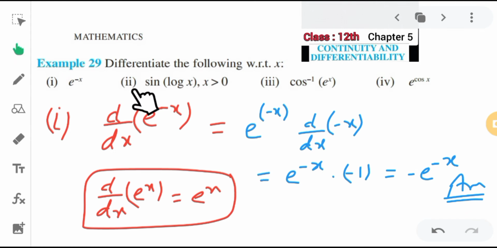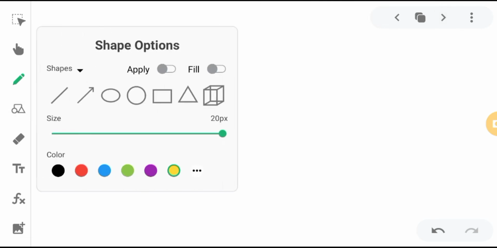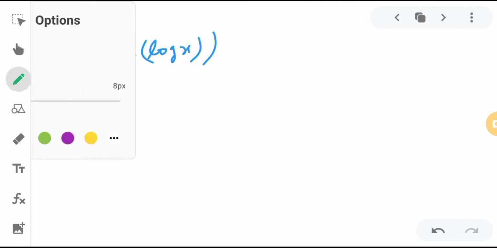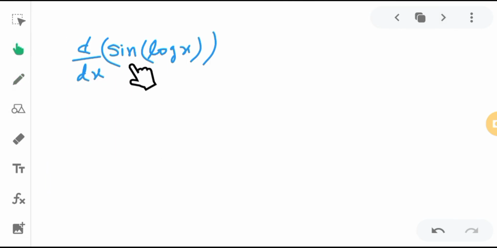The second question is, we have to find the derivative of sine of log x. Sine of log x. Okay, this is the question. So now again we'll use the chain rule. Using the chain rule we solve all the questions. So the chain rule is very important.